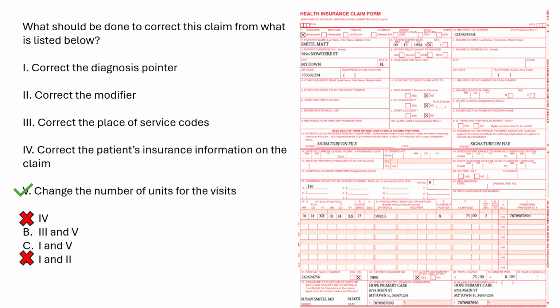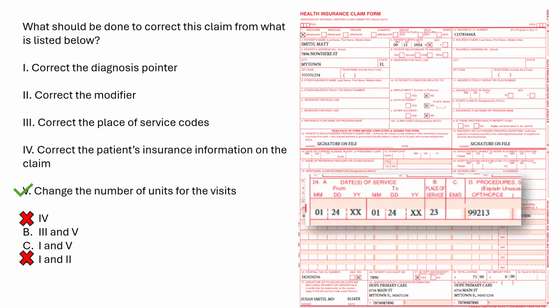Going down the list, 3 is correct place of service. Place of service is box 24B on the HCFA 1500. The place of service listed is 23. To find the place of service, open your 2024 AMA CPT manual to the very first page. There is a list of all the numerical codes and their associated places of service, also known as POS. POS 23 is for the emergency room.